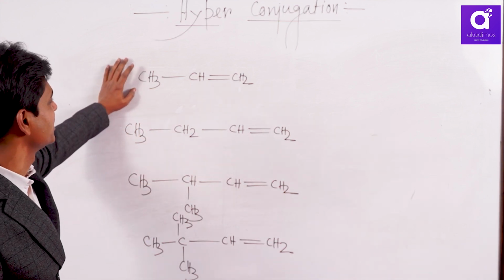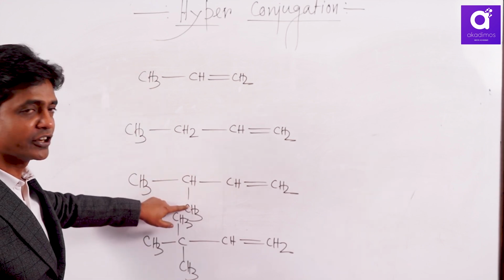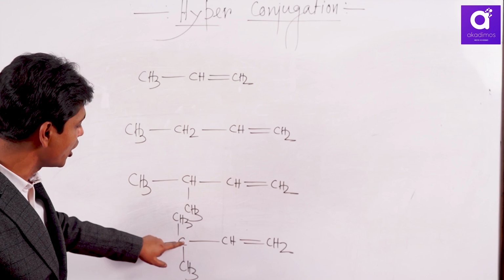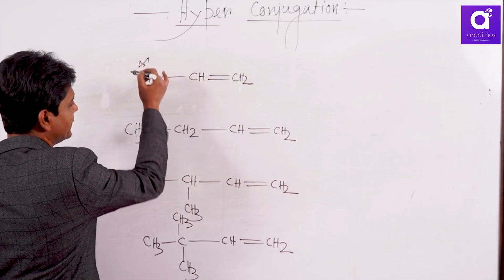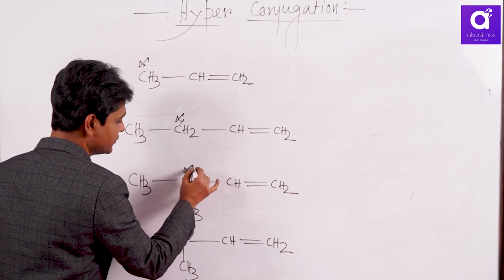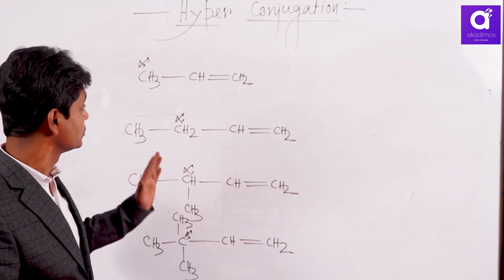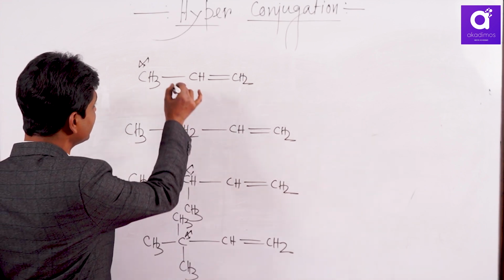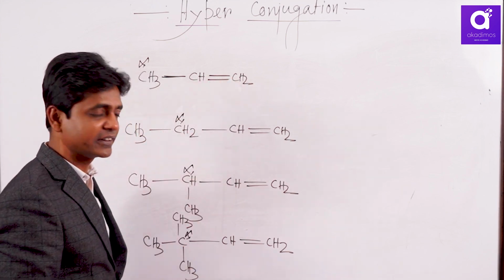What did I change? I have replaced 1 hydrogen by methyl. Here I have replaced 2 hydrogens by methyl. Here I have replaced all 3 hydrogens by methyl. And you know this is alpha. Here it is the alpha carbon. Here it is the alpha carbon. Here it is the alpha carbon. And alpha hydrogen will show hyperconjugation, which will reduce this bond length and increase this bond length.